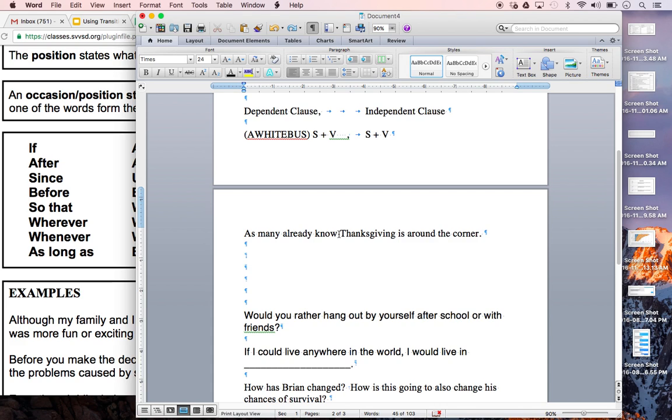Now the other place that the comma sounds, for me it sounds most natural to put it after "as many already know." So if I'm going to take "Thanksgiving is around the corner," I'll cut it, I'll paste it to the front, and let's see if it still makes sense. "Thanksgiving is around the corner, as many already know." It still makes sense. That means that we put the comma in the correct place.